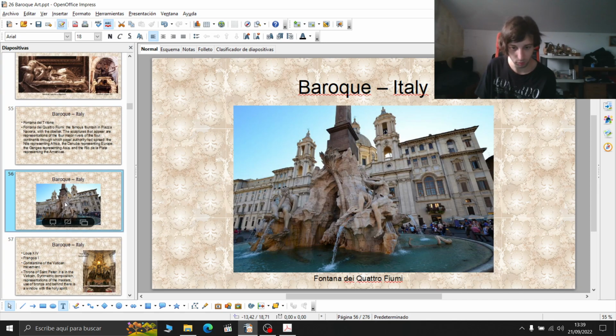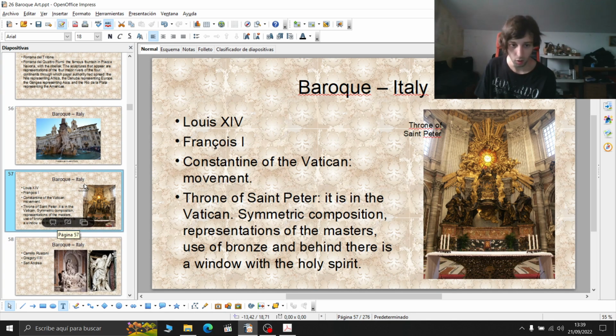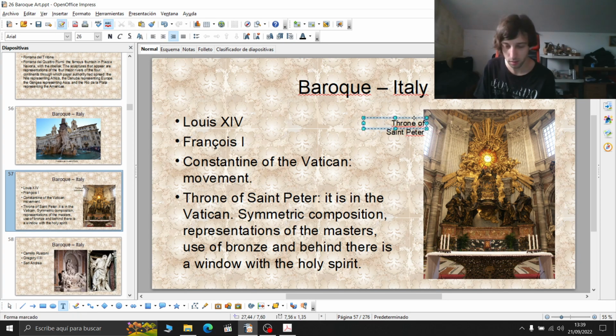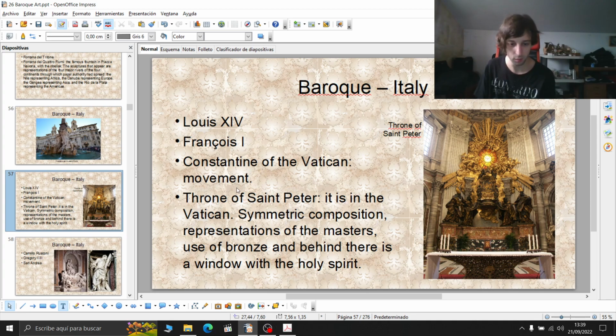Fontana dei Quattro Fiumi. Louis XIV, more portraits. Francis I, Constantine in the Vatican with movement, Throne of St. Peter. It is in the Vatican. It's a symmetric composition, representation of the Master, use of bronze, and behind there is a window with the Holy Spirit.